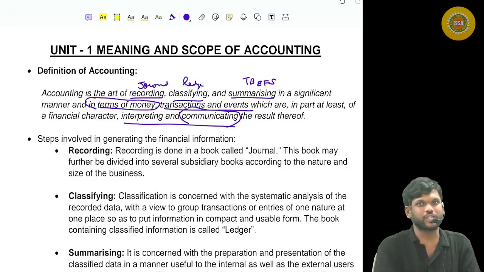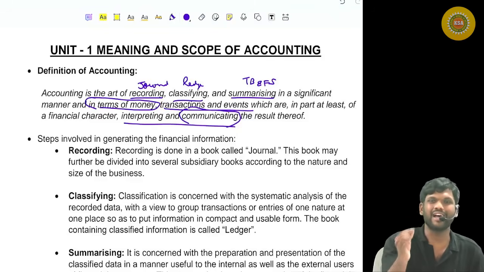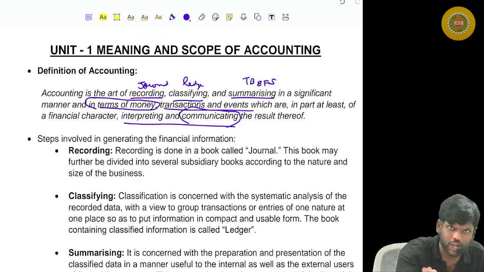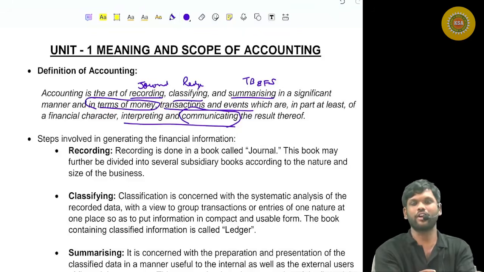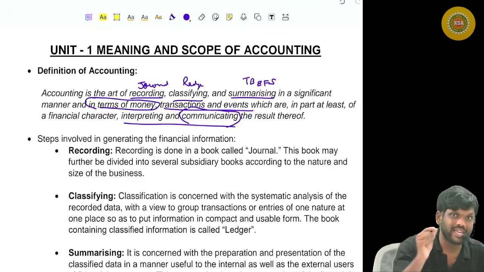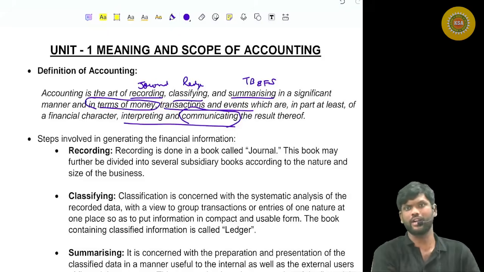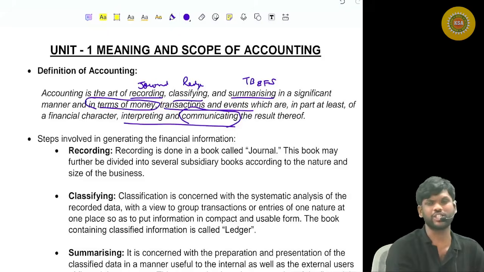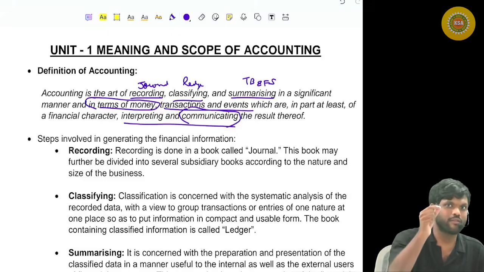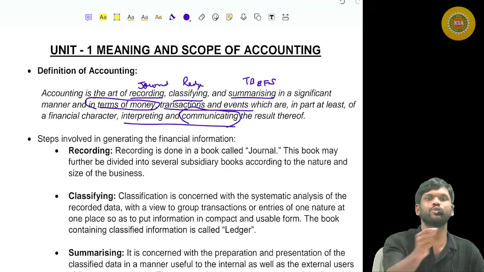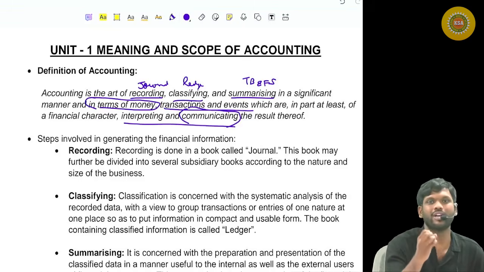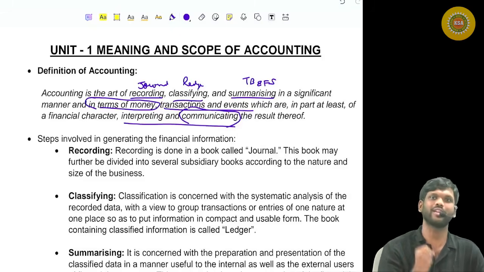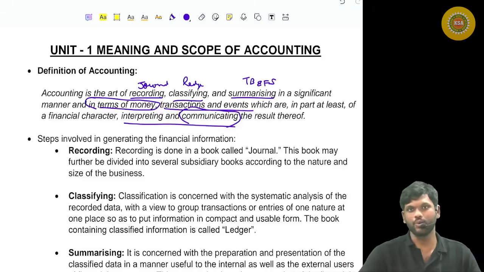So the accounting definition is very, very simple. Accounting is the art of recording, which is your journal. It is an art of classifying, which is your ledger. Once you have recorded in journal and classified in ledger, then you will summarize all these in the form of trial balance and financial statements. Once you have financial statements, you will analyze and interpret those financial statements, then whatever conclusions you get based on that interpretation will be communicated to the users.